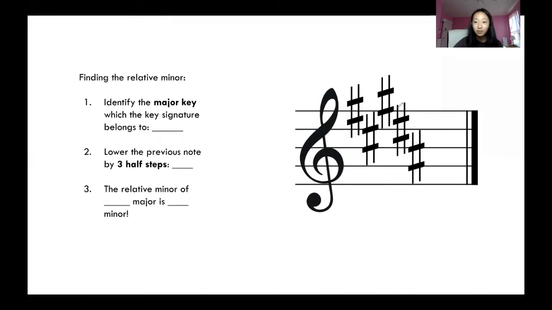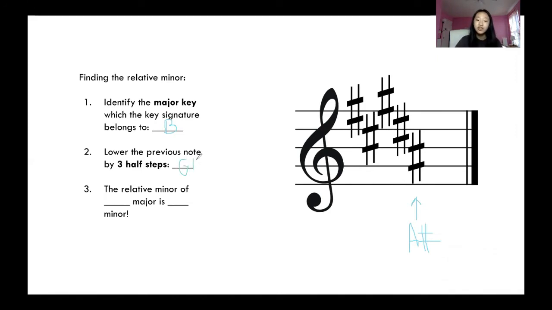We're back to sharps now. So we're going to look at the last sharp, and we see that this is an A sharp. Hopefully that's legible. And then we bring A sharp up a half step, and that gives us B major. And now we're going to lower B by 3 half steps. So B to A sharp to A, and then A to G sharp. And that's 3 half steps.